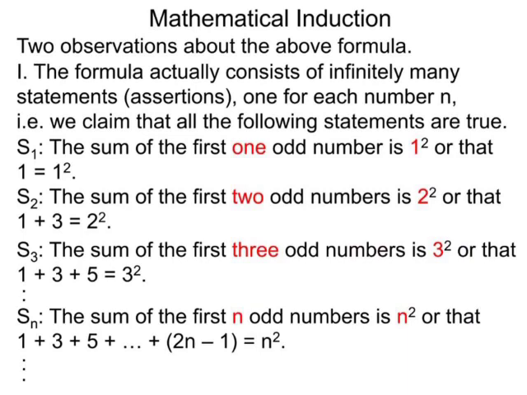The sum of the first one odd number is 1 squared, or that 1 is equal to 1 squared. Sa susunod, the sum of the first two odd numbers is 2 squared, or 1 plus 3 is equal to 2 squared, or 4. So, next, the sum of the first three odd numbers is 3 squared, or that 1 plus 3 plus 5 is equal to 9, or 3 squared. So, the sum of the first n odd numbers is n squared, or 1 plus 3 plus ellipsis plus 2n minus 1 is equal to n squared.